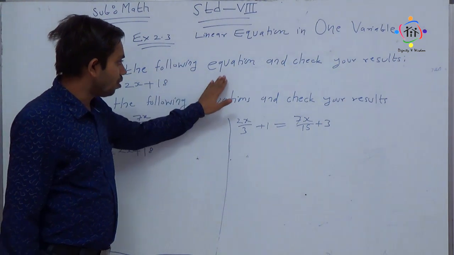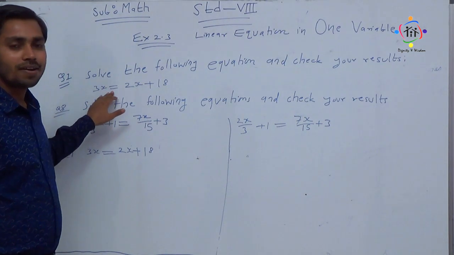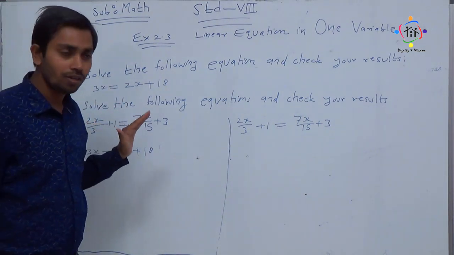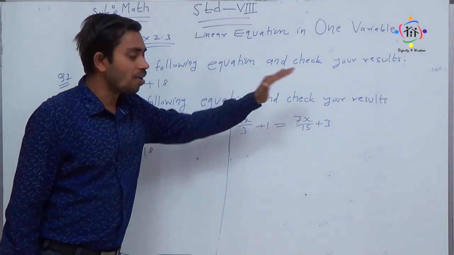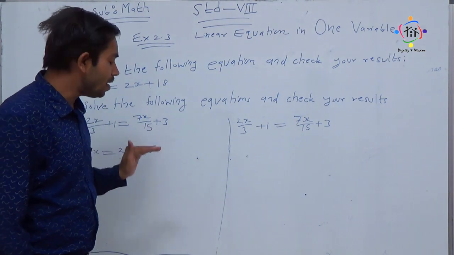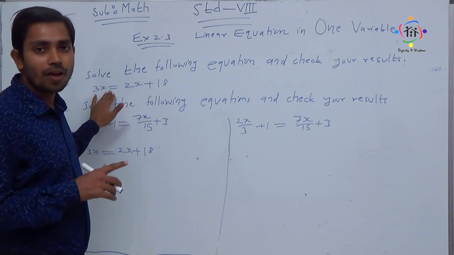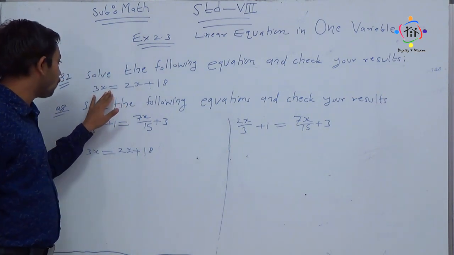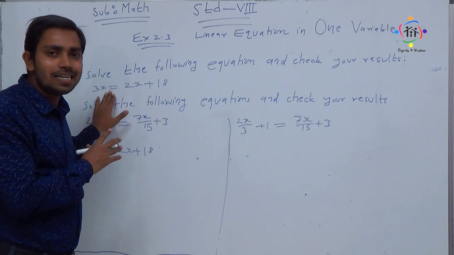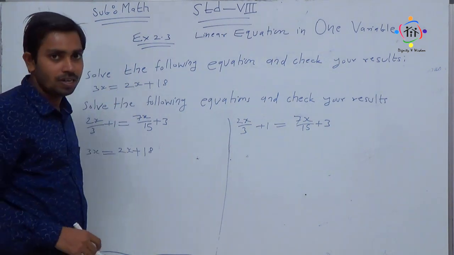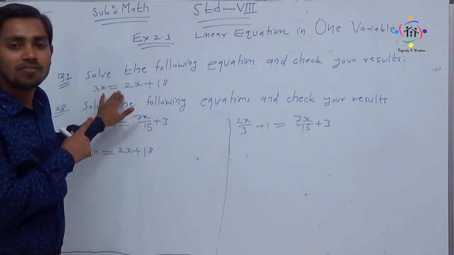Solve the following equation and check your results. What does it mean, my dear students? What is written in the question? Solve the following equation and check your results. It means that here we have to determine the value of x. After getting the value of x, again we have to put it into the equation to check whether it satisfies the equation or not. That is called checking the result.